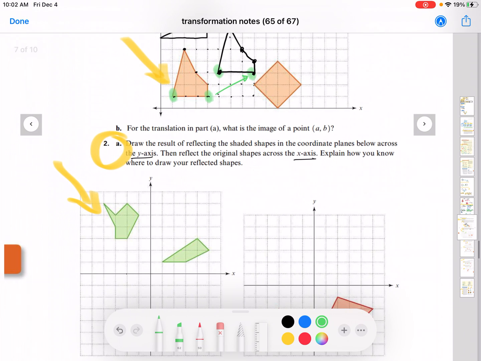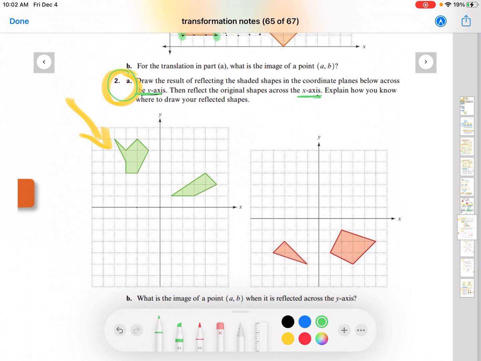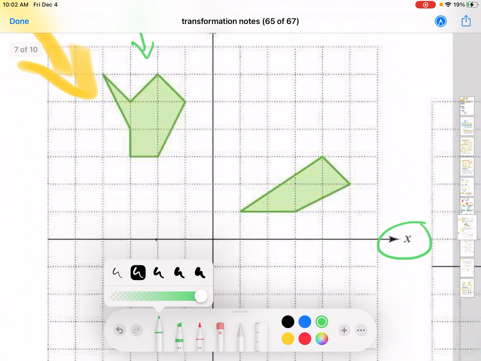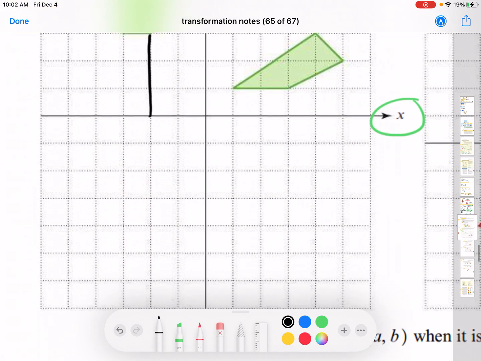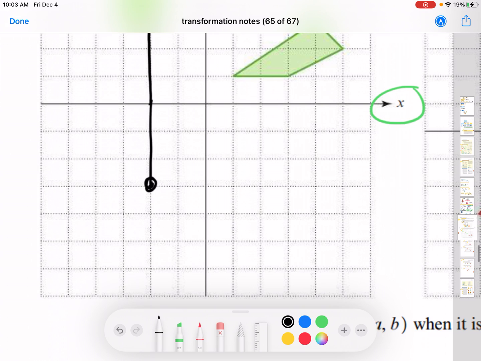All right, this one says reflect these shapes across the x-axis and the y-axis, and there's 4 of them. I'm just going to choose one of them and reflect across the x-axis. So we'll just reflect this across the x-axis, which says if I were to take any line up to here, that is 3 units up, the reflection must come 3 units down.